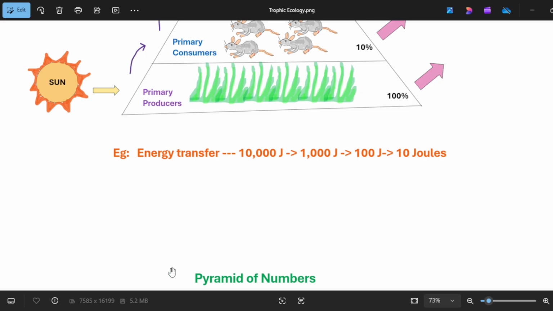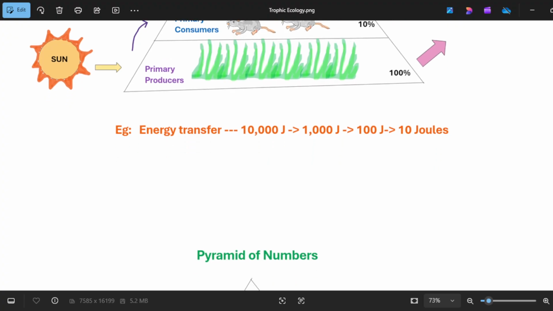For example, here we are seeing that if 10,000 joules of energy is passed from the first level to the next level, only 1,000 joules are passed. Then to the next level, only 100 joules, and to the final level, only 10 joules of energy will be passed because of the 10% energy rule.